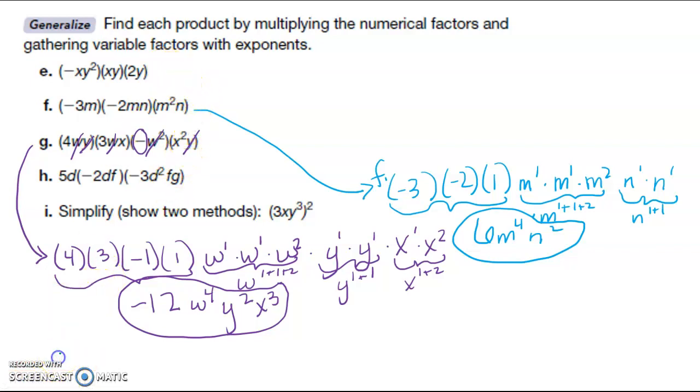Did I click it? Oh, good. Okay. All right, so we're going to take H up here, and let's get our numbers. So we have 5 times negative 2 times negative 3. Those are all of the numbers that I have.